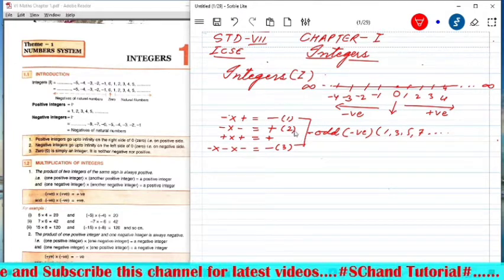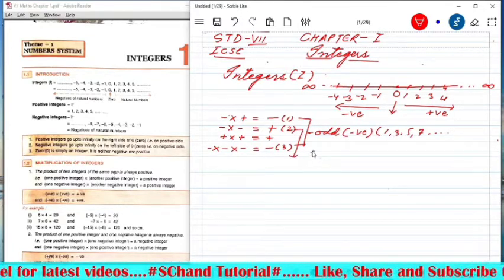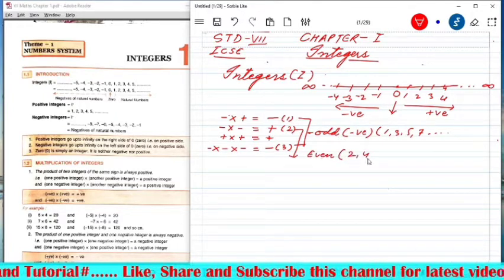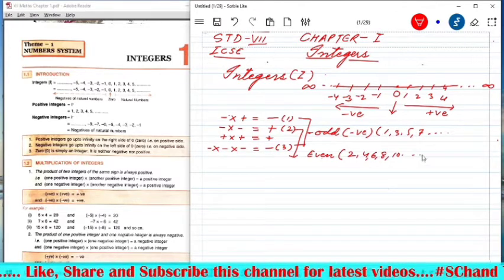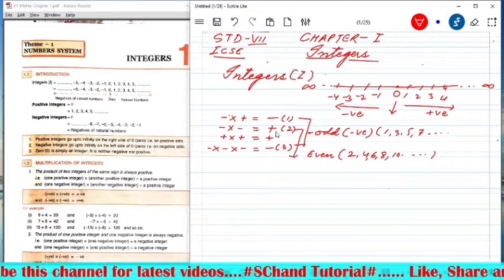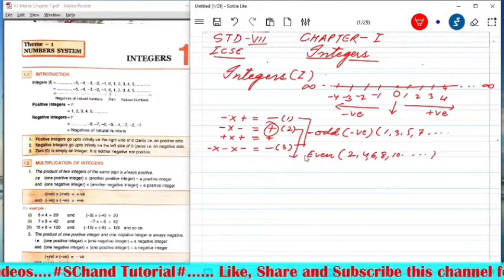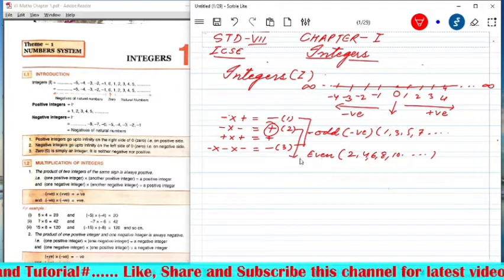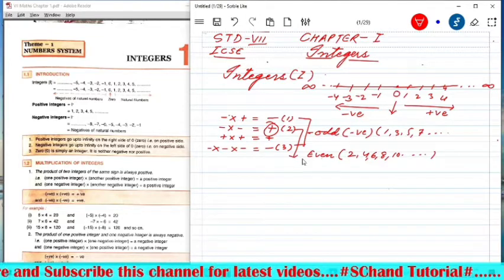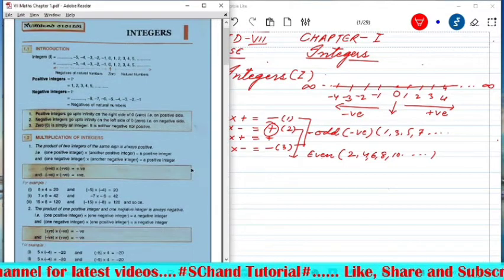And if the negative is multiplied an even number of times, like 2, 4, 6, 8, 10 and so on, then the result will be positive, as we have seen here already. We have to keep this in mind. Whenever we multiply integers, especially negative integers, we have to check whether the result will be positive or negative.